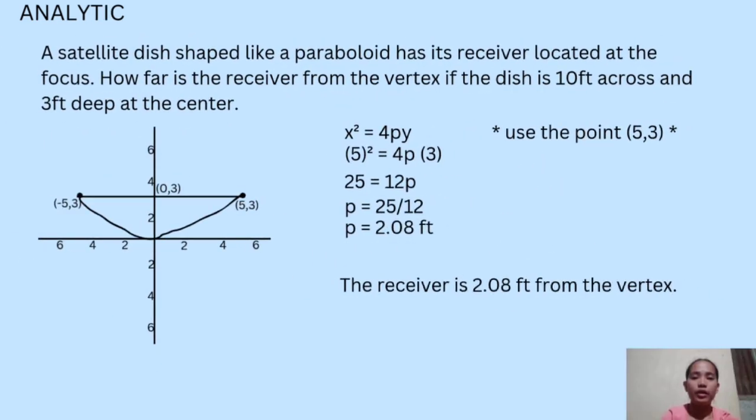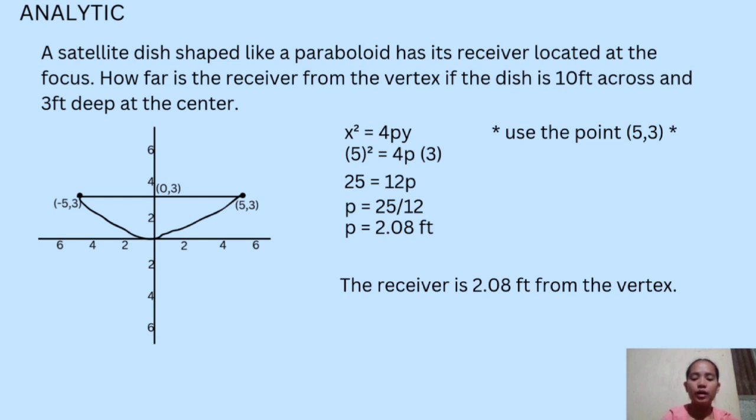We have here the number 2 problem. A satellite dish shaped like a paraboloid has its receiver located at the focus. How far is the receiver from the vertex if the dish is 10 feet across and 3 feet deep at the center? We have the graph here, and we plotted already the 10 feet across, which is the horizontal line, and the 3 feet deep at the center.